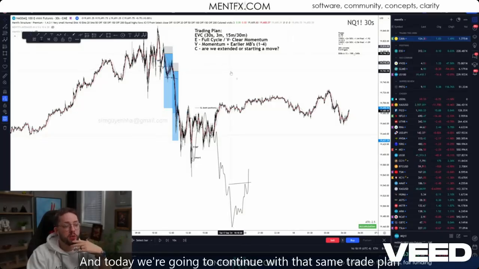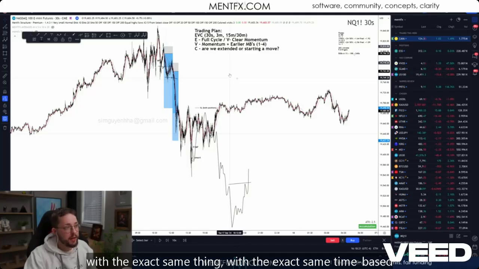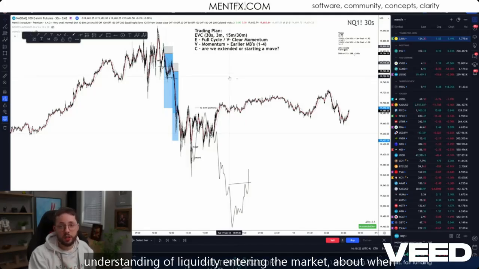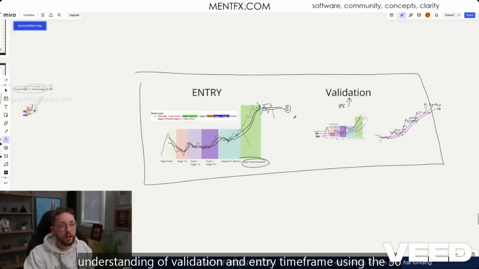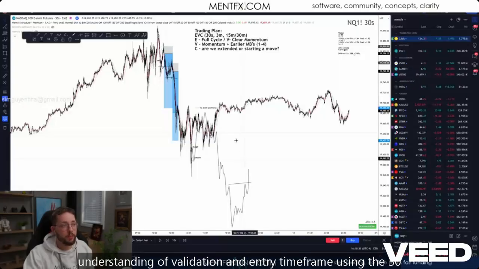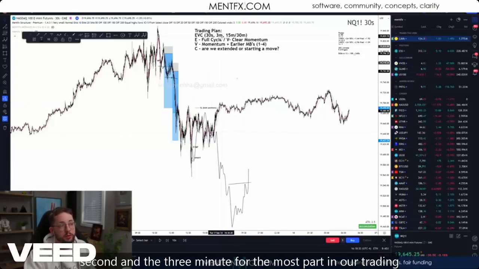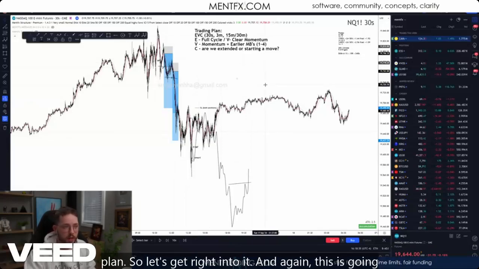And today we're going to continue with that same trade plan, with the exact same time-based understanding of liquidity entering the market, about when that happens, and continuing to follow the overall understanding of validation and entry time frame, using the 30-second and the 3-minute for the most part in our trading plan. So let's get right into it.